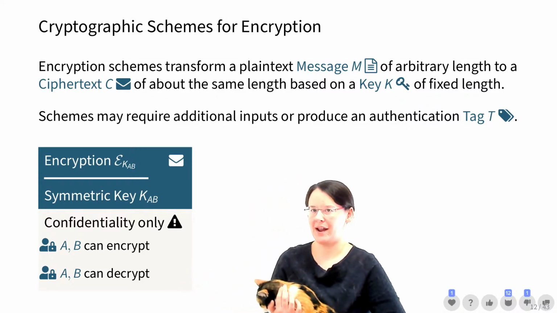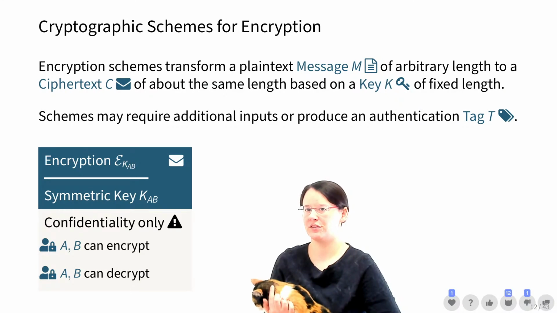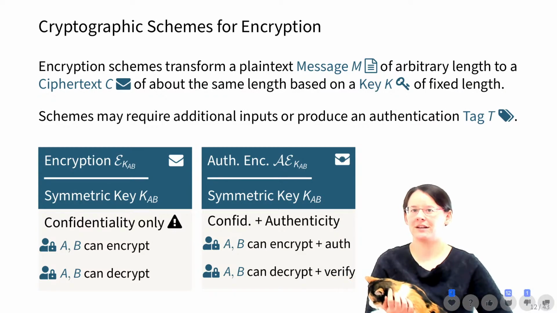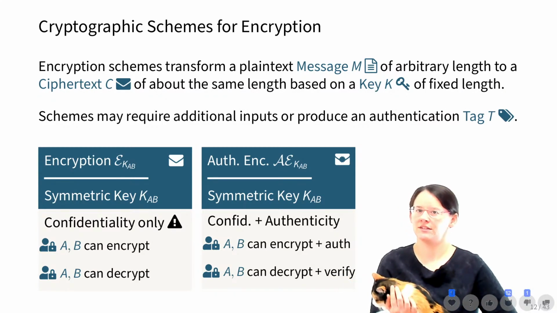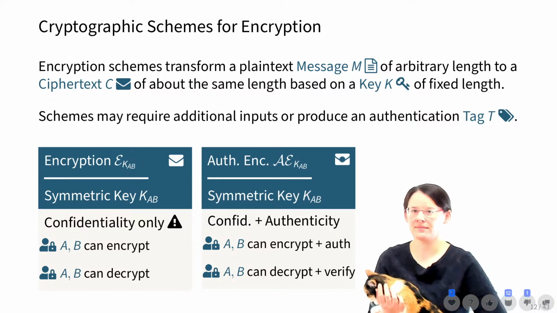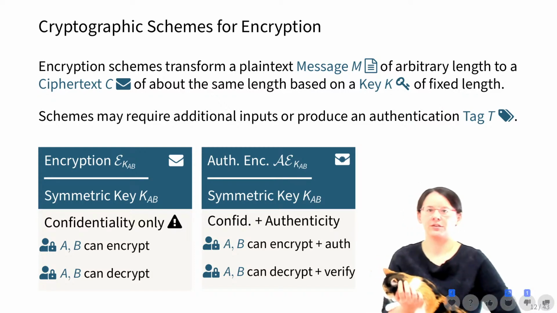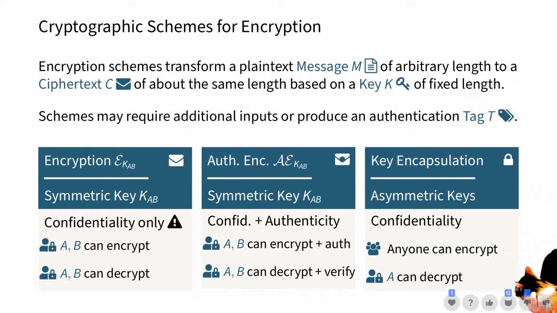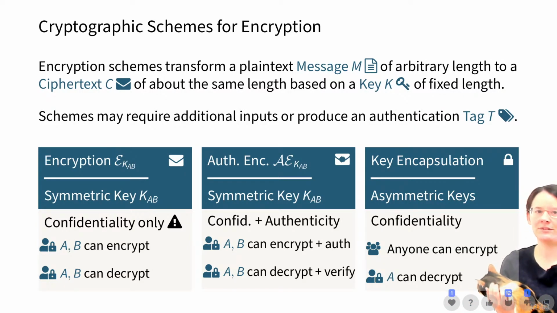And speaking about MACs, we can actually combine the features of a MAC and an encryption scheme to get a scheme that protects both confidentiality and authenticity. And this is called authenticated encryption. And that's actually what you should use instead of plain encryption. And finally, there's a third one. You may already guess that this is going to be an asymmetric scheme. And that's the so-called key encapsulation scheme. Or sometimes also asymmetric encryption.